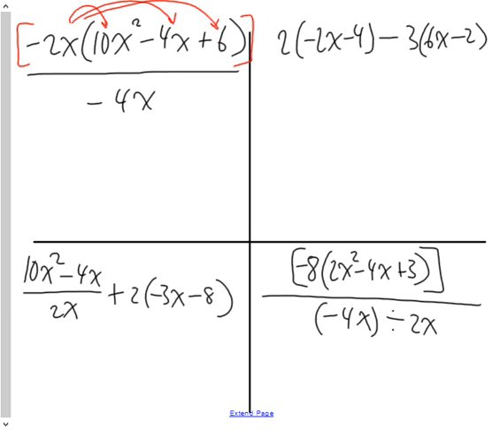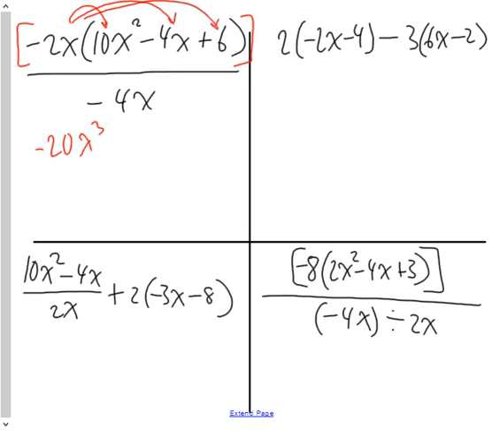Negative 2x times 10x squared will be negative 20x cubed when we multiply it. The reason why is negative 2 times x is negative 2x, multiplied by 10, multiplied by x times x, because that's what 10x squared is. Negative 2 times 10 gives the coefficient of negative 20. x times x is x cubed. So the first one, when we multiply using the distributive property, we get negative 20x cubed.